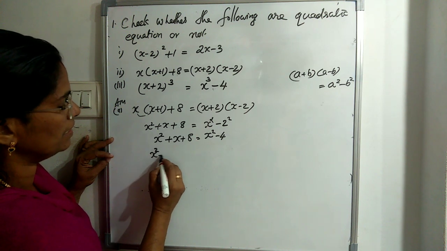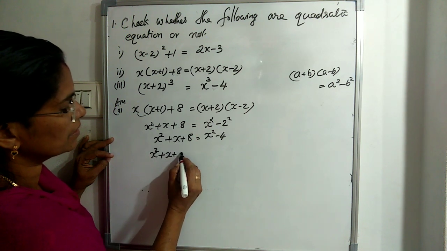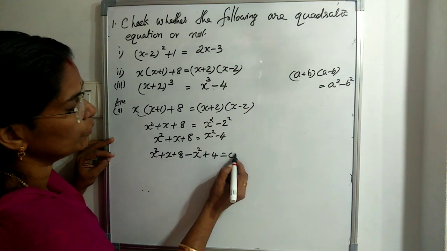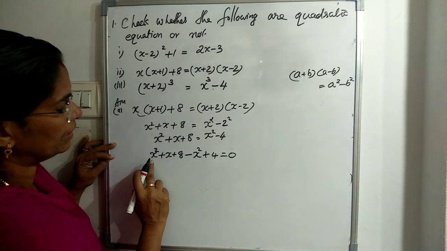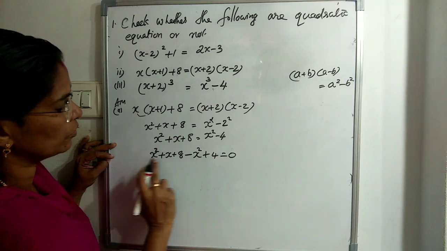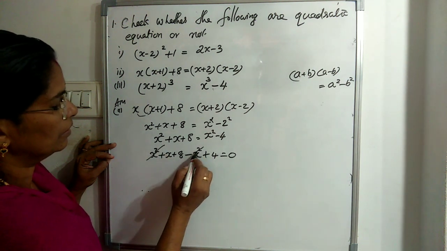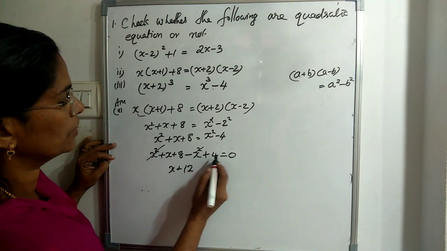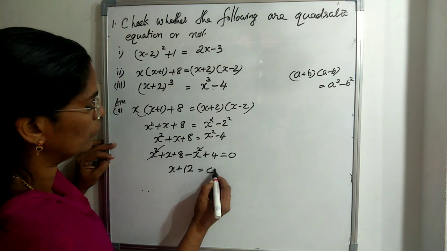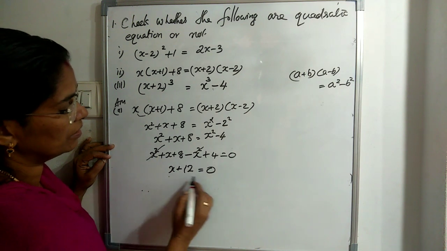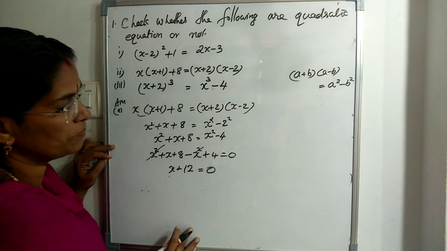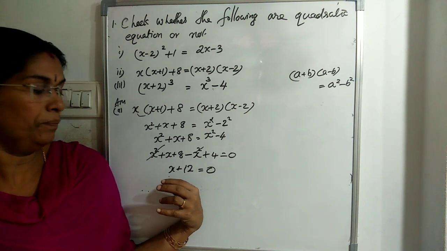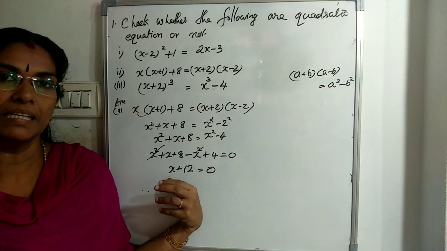Just rearranging: x square plus x plus 8 minus x square plus 4 equal to 0. If x square is positive here and negative here, we can cancel these terms. So the balance is x plus 12, since 8 plus 4 is 12. x plus 12 equal to 0. This is not in the form ax square plus bx plus c equal to 0. It is only degree 1. It means it is a linear form.